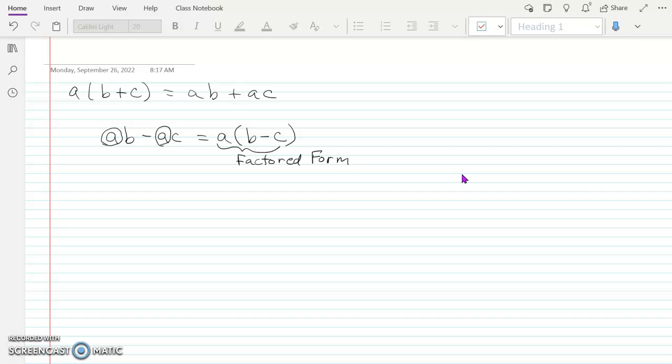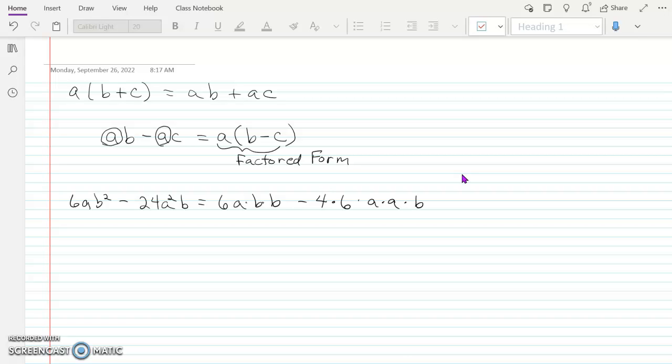Okay, so an example of that would be like 6AB squared minus 24A squared B. All right, so if I break this down into its factored form, I would have 6 times A, B times B, minus 4 times 6 times A times A times B.